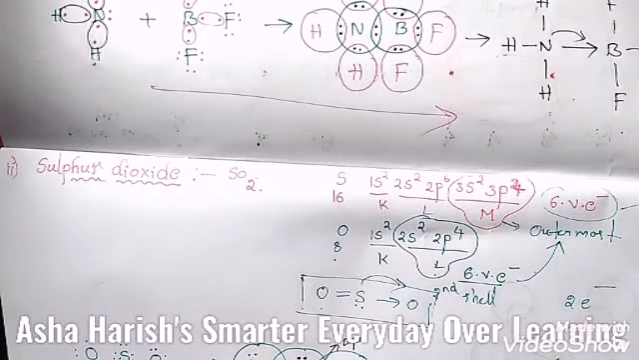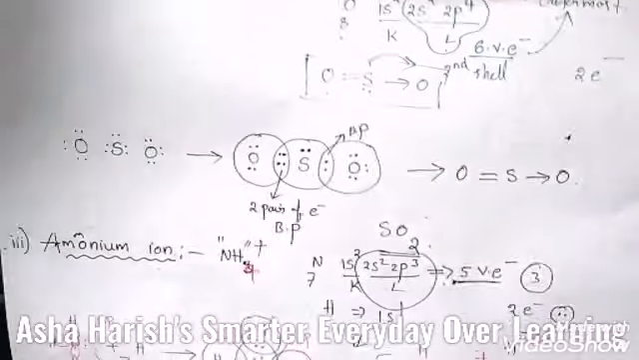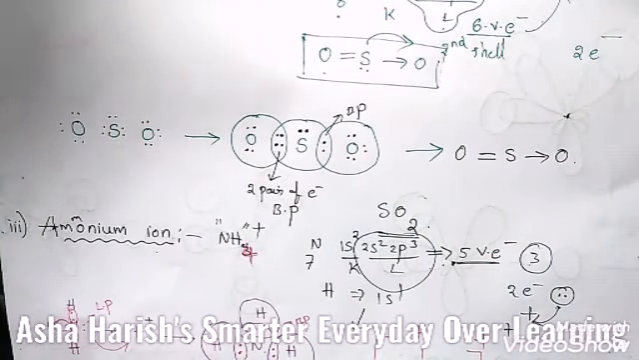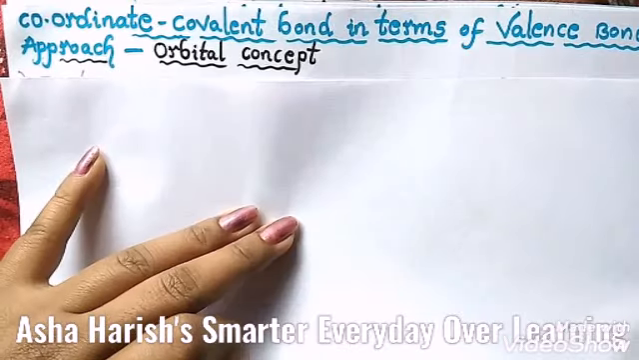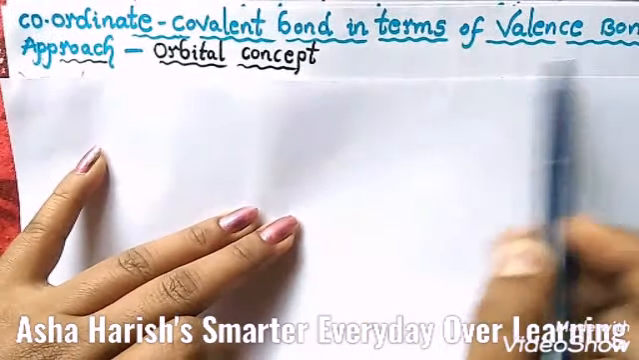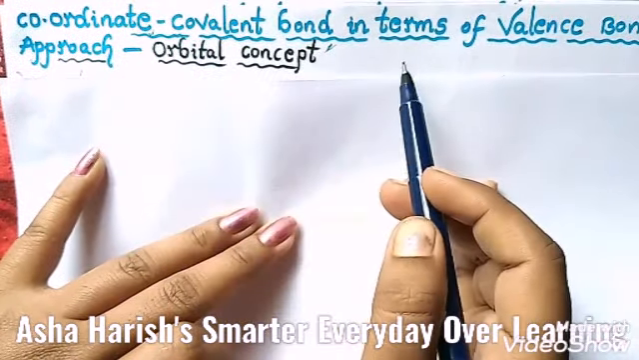Students, I explained everything. The second example is sulfur dioxide, and the next one is the ammonium ion, which I also explained in my previous classes. Let's see now in today's session, coordinate covalent bond in terms of the valence bond approach, that is, the orbital concept.